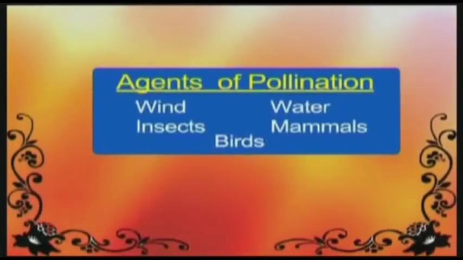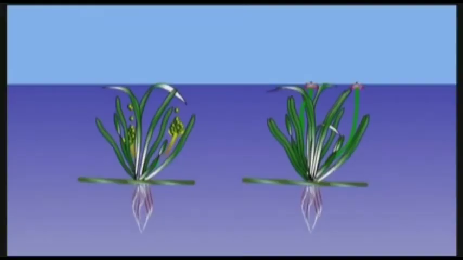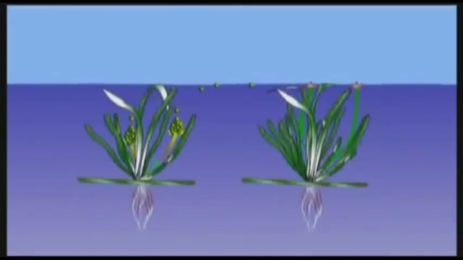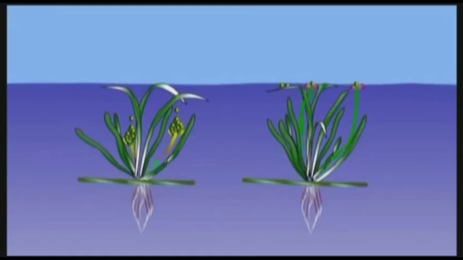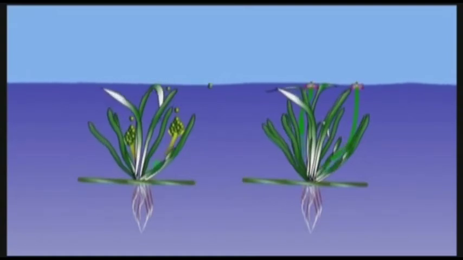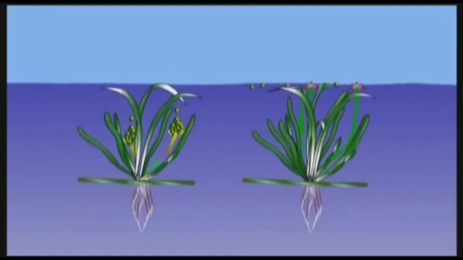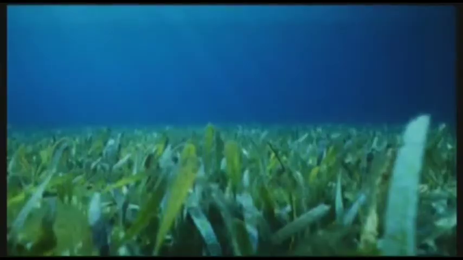Water. Pollination in aquatic plants is usually carried out by water. Water-pollinated flowers release their pollen grains into the water and are passively carried to other flowers by water currents. Example, seagrass.